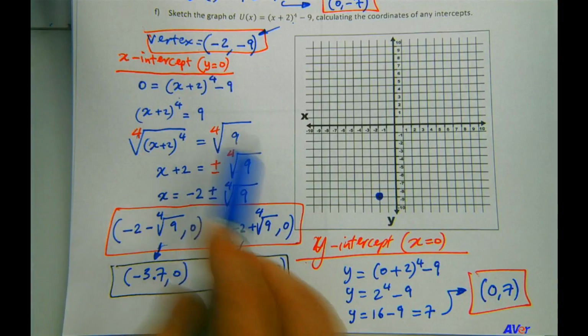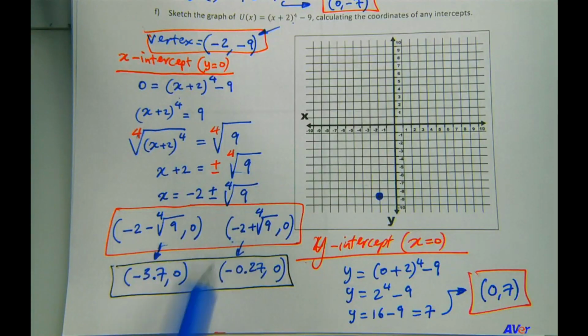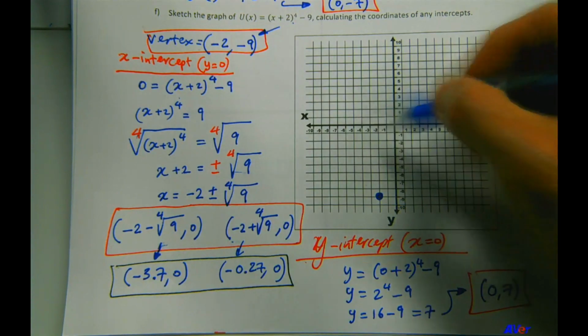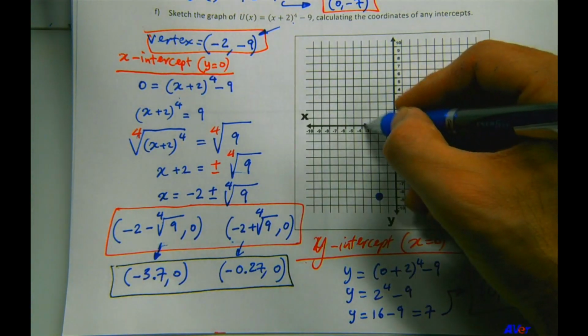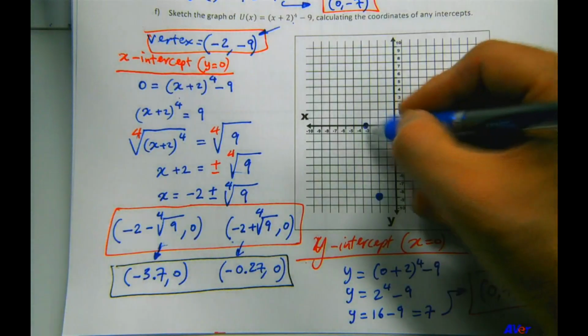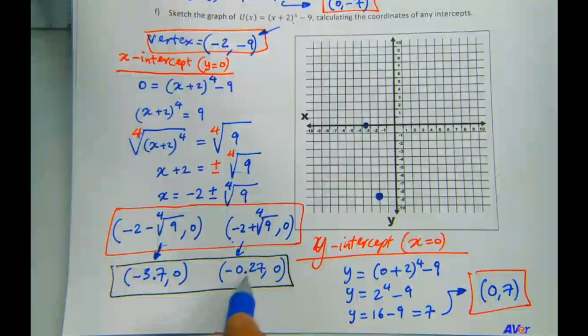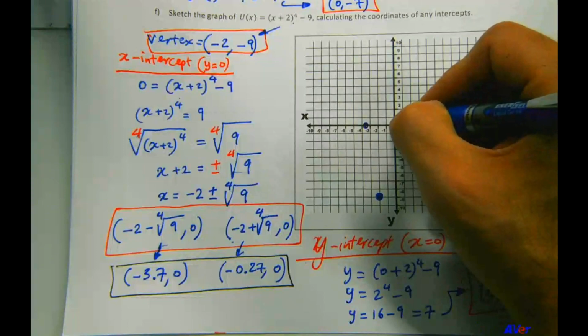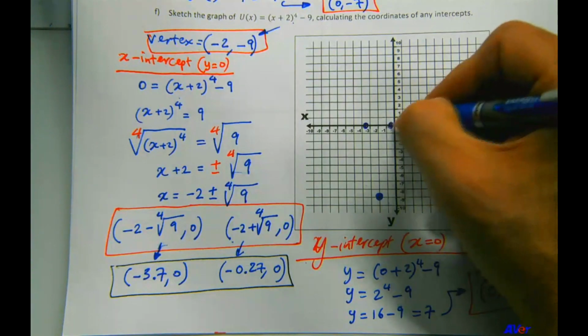Then we have the x-intercepts. X-intercepts are at negative 3.7. That's a little bit to the right of negative 4, or somewhere between negative 3 and negative 4, right? Right there. And negative 0.27 comma 0. So somewhere here, on the left side of the origin.